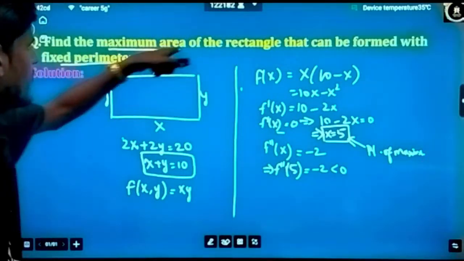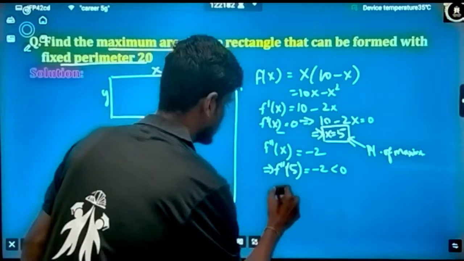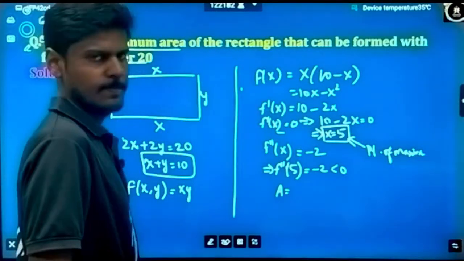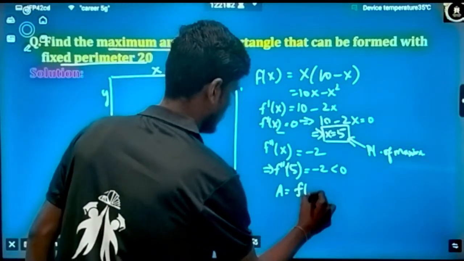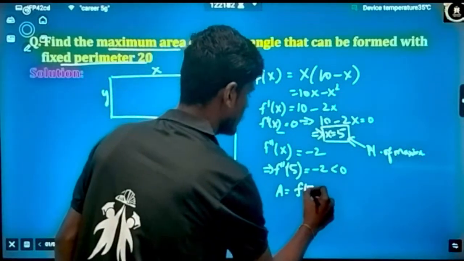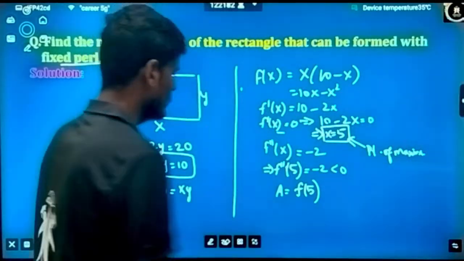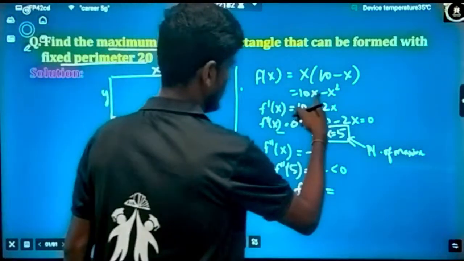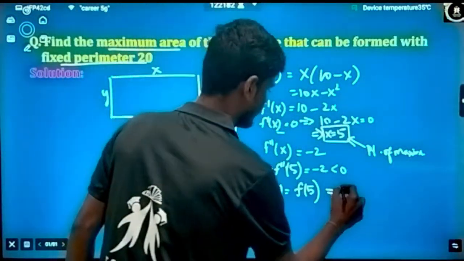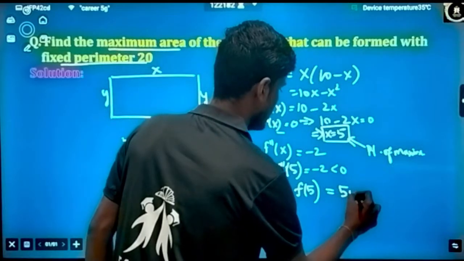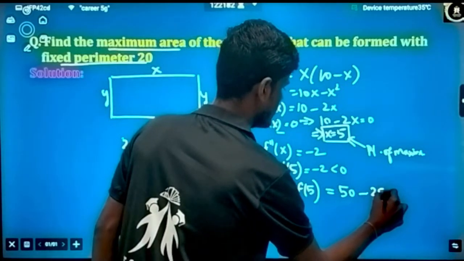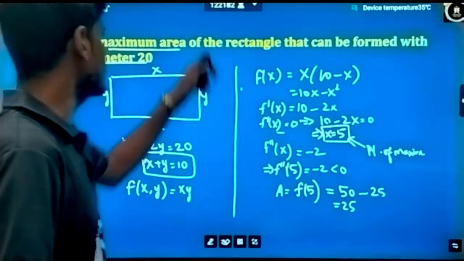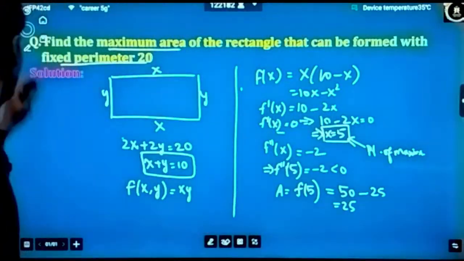What we need to do? Find the maximum area. So what is the maximum area, students? Maximum area is given by f of x, where the x value is 5. Now what is f of 5? F of 5 is 10 into 5 minus 5 square. 10 into 5 is 50 minus 5 square is 25. That is equal to 25 square units. That is it. Easy questions.